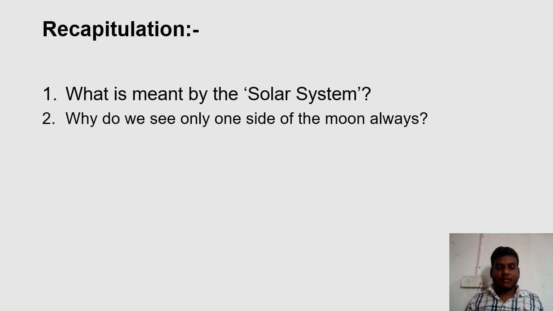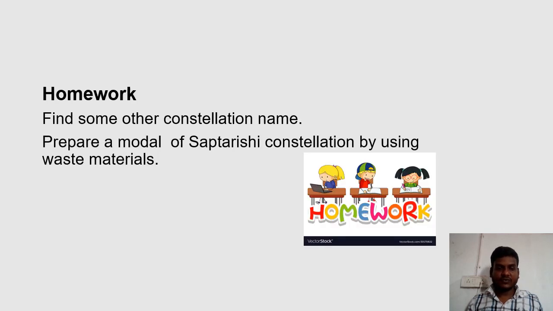Okay, today we studied celestial bodies, constellations and the solar system. What is meant by the solar system? Write your answer in the chat box. And why do we see only one side of the moon always? Write your answer in the chat box. This is the homework for you: find some other constellation names and prepare a model of the Saptarishi constellation using waste material. I hope this homework is clear for you.